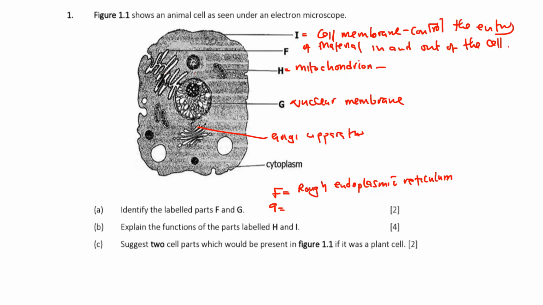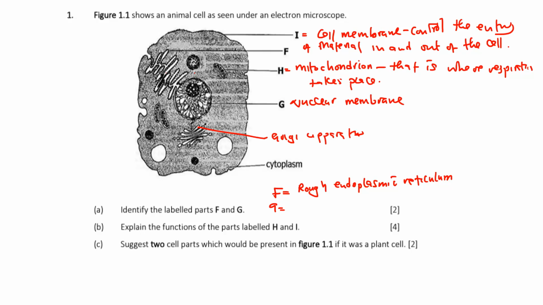What about H? The mitochondria. Now, the mitochondrion is known as the powerhouse. And that is not the function, because some of you might say the function is the powerhouse. No. Why is it known as a powerhouse? Because it produces energy. So that is where respiration takes place. Given the chance to write the function of this, that is exactly what you write. That is where respiration takes place. Or you can say produces energy.